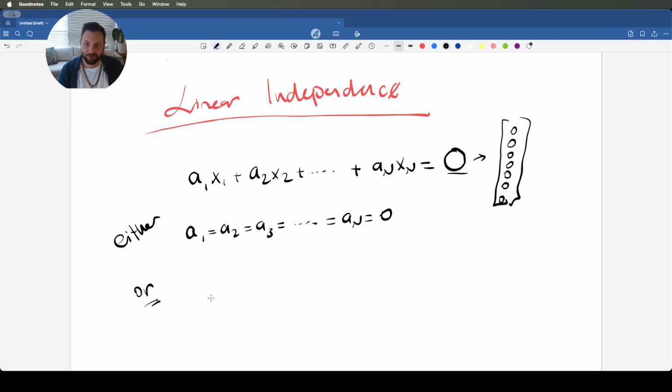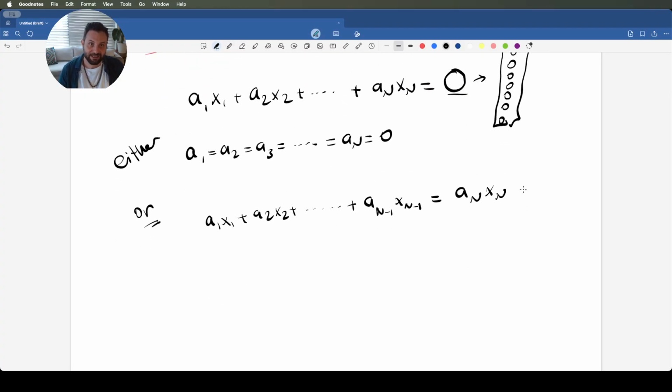Let's say, so either this, or I can write a1x1 plus a2x2 plus and so on all the way to a(n-1)x(n-1) is going to give me anxn. So it means that I can get one of them, xn, by linearly combining others, right? Do you all see that?